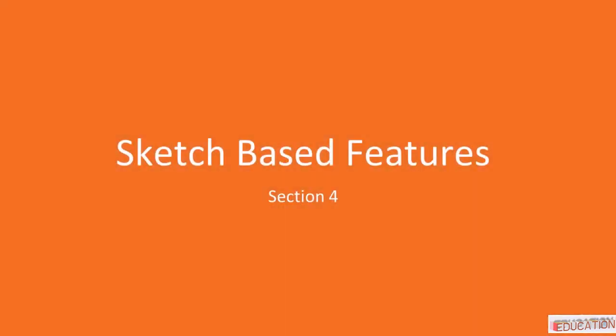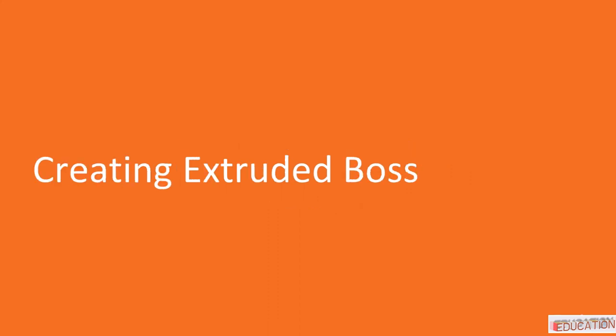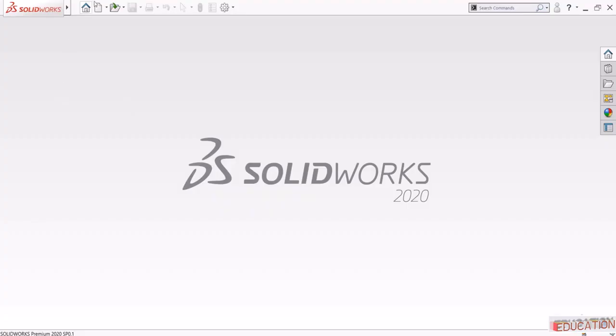After we know how to create 2D sketches and how to turn them into fully defined sketches, and after we know how to modify them, it's time to talk about 3D modeling. We will start with what we call sketch-based features, and we will start with a very important tool, which is Extruded Boss. Let's create a new part.